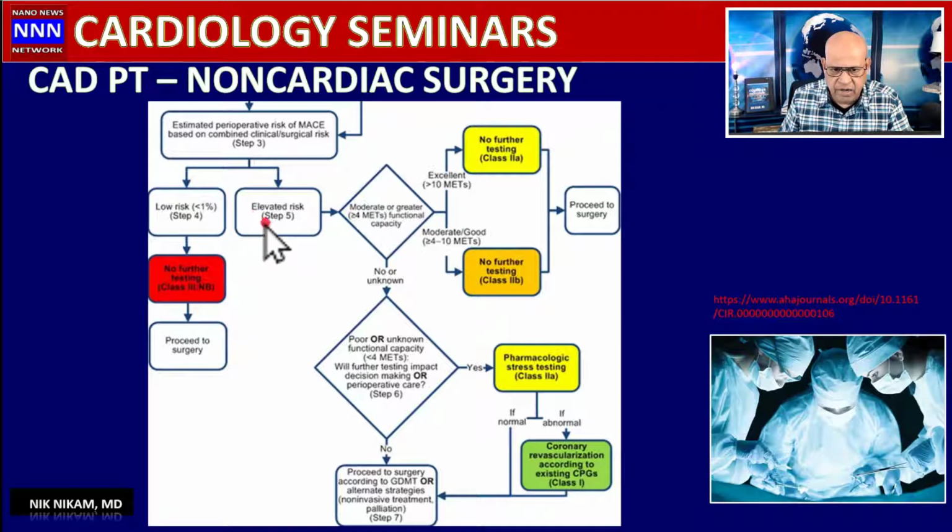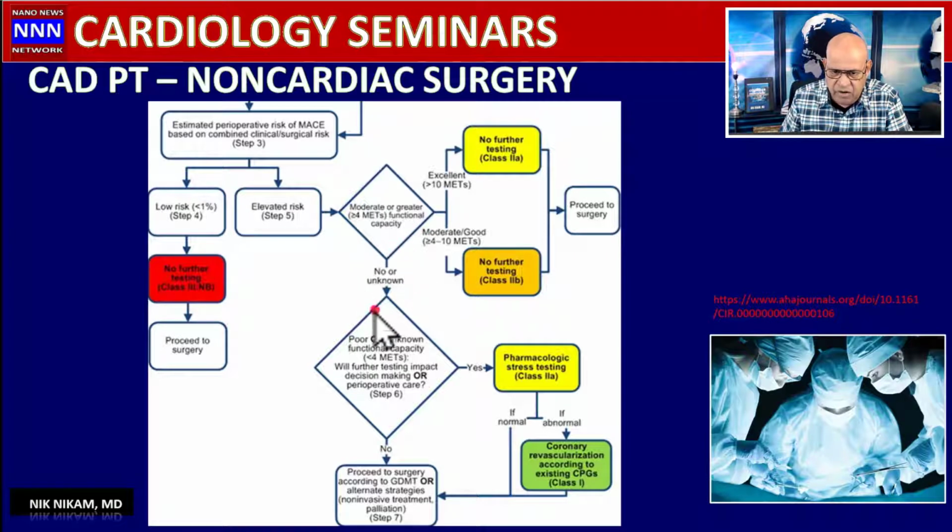On the other hand, if they are in the intermediate risk, I'm going to show you the next chart in the next slide. What are these surgical candidates who are low, medium, and high risk candidates? If they have moderate to greater than 4 METs functional capacity, if they are able to perform 4 METs of activities, then if they are more than 10 METs, no further testing is needed, they can proceed with surgery. If their capacity is between 4 and 10 METs, no further testing is indicated. This is a class 2B indication for them to proceed with surgery.